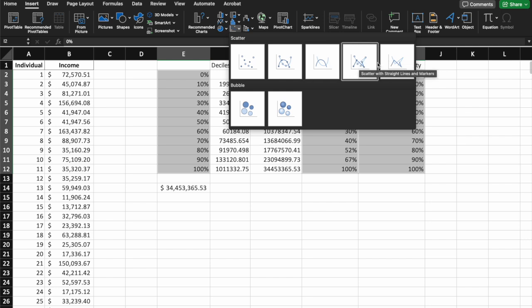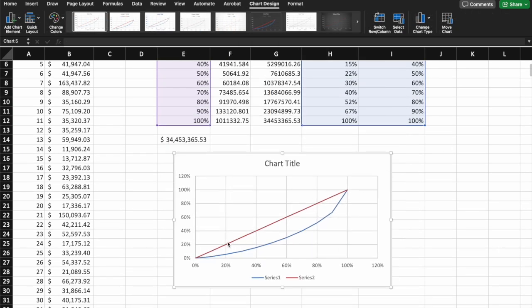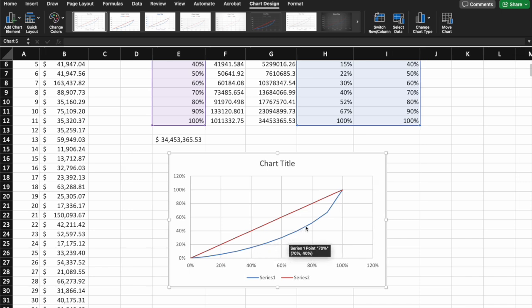You can do it with markers if you want, or just with straight lines. Okay, when I select this, here we go. Here's our Lorenz curve. The red line shows what perfect equality would look like, and the blue line is showing where they're actually at. So you can see where this dips down all the way through here. This is showing that all of these individuals, these categories, have less than their fair share.